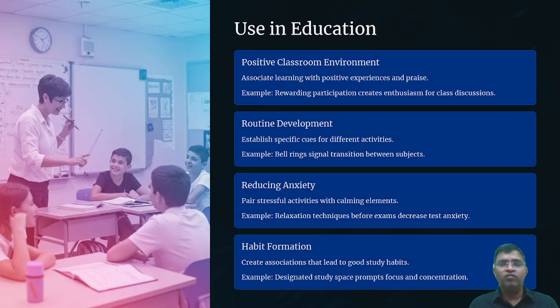So how can we use Pavlov's conditioning? You have to create a positive classroom environment, routine development, reducing anxiety, and habit formation. So what is a positive classroom environment? Associate learning with positive experience and praise, rewarding participation, creating enthusiasm for class discussion. Then routine development: establish specific cues for different activities. For example, a bell rings to signal transition between subjects.